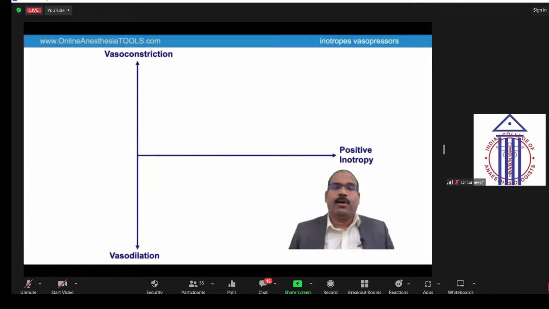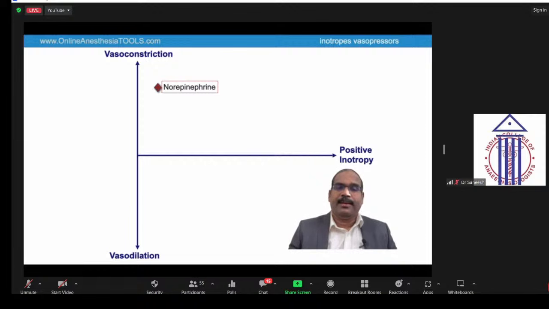Now, I would like to plot this in a different way, where vasoconstriction to vasodilatation varies on the y-axis as shown here, and inotropic action as we move towards the right will be more positive inotropy. Now, let's see where all our favorite drugs discussed now will fall.